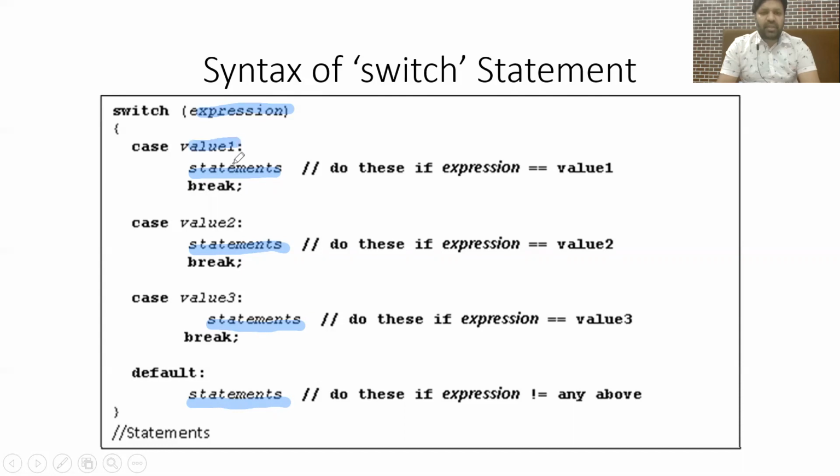If it is true, then this set of statements will be executed. If it is false, then we will check the value of the expression with the value 2. If it is true, then this set of statements will be executed. So this is how the actual working of the switch statement takes place in the C programming language. Things will be more clear once we have a look at the further slides and also see a few examples. So let's move to the next slide.